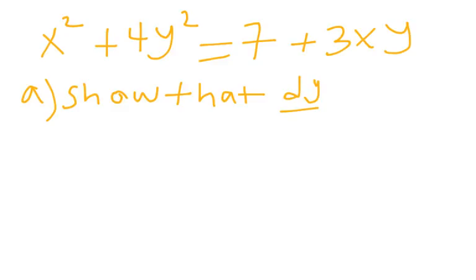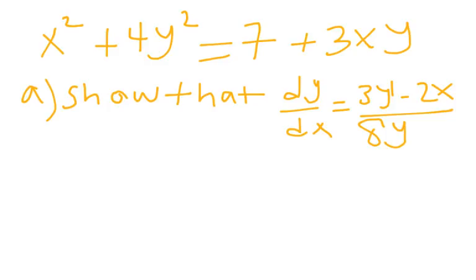dy over dx equals (3y minus 2x) over (8y minus 3x). So the first step is to take the derivative of this curve.